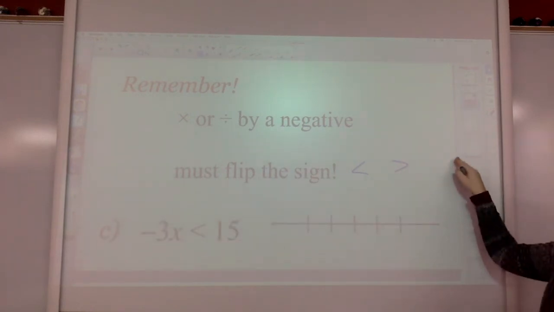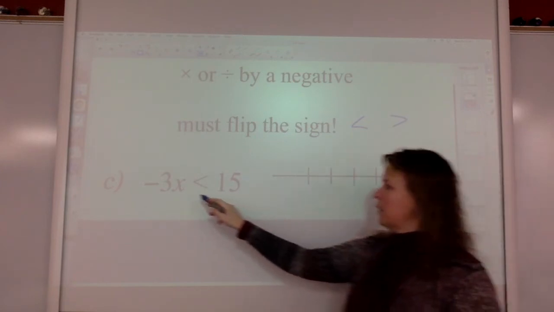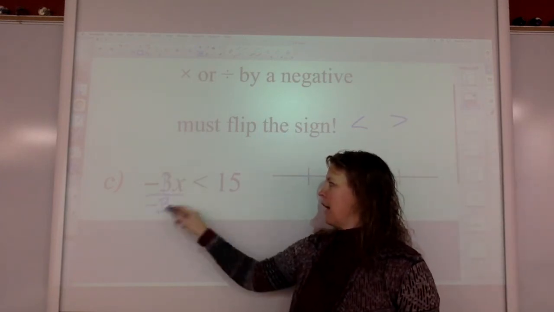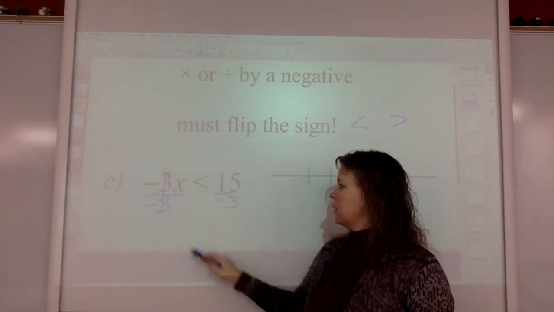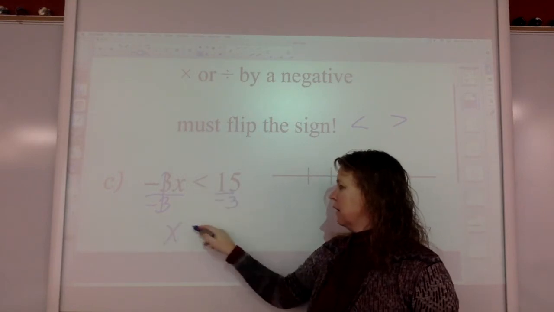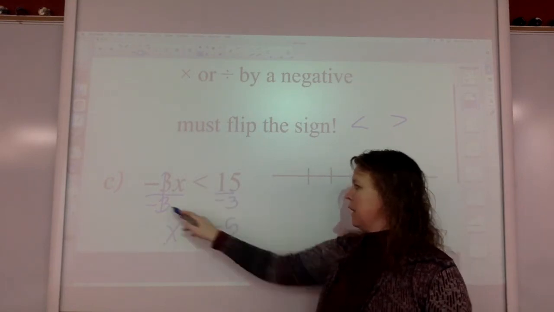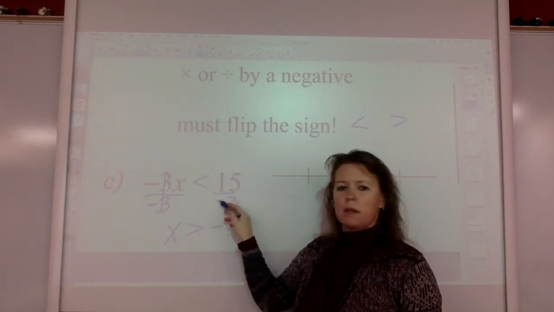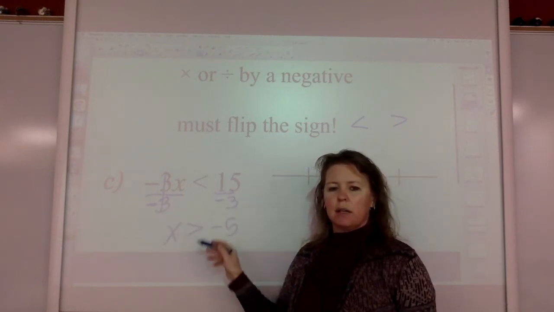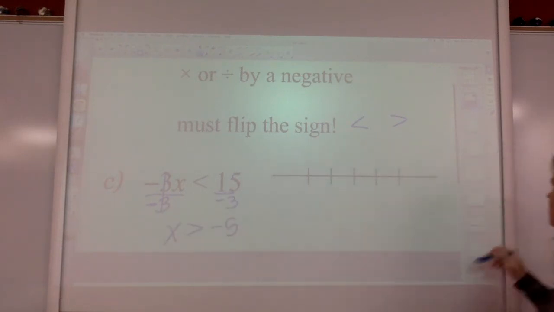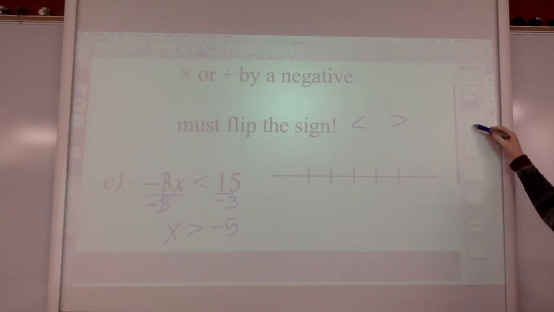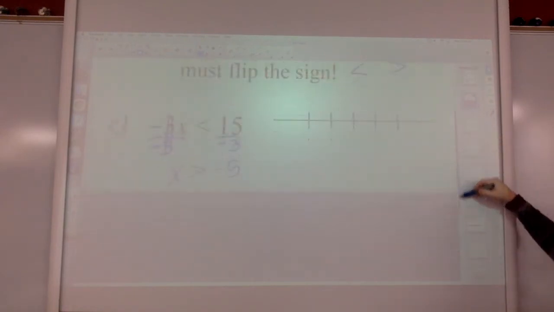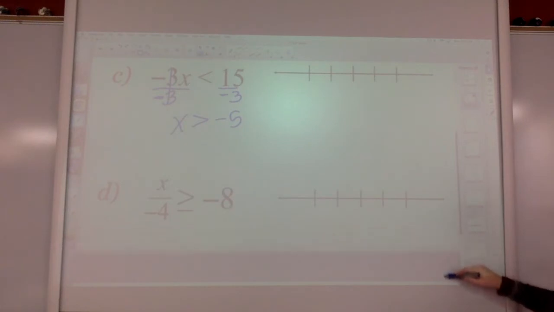So just a reminder, we don't have to do this whole problem. You don't have to write it down. But if you divided by negative 3, you would then take this sign, flip it. Because the number that you're dividing by on both sides is negative, you flip the sign. Just a quick one there, we're not going to graph it. And we'll also skip part D.